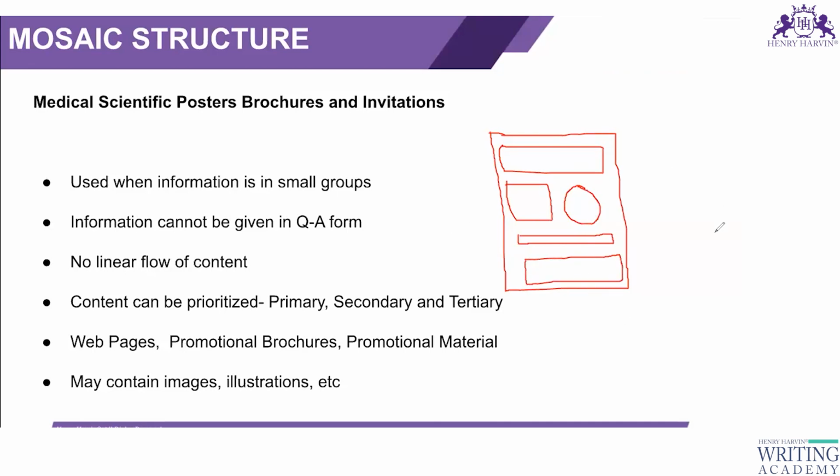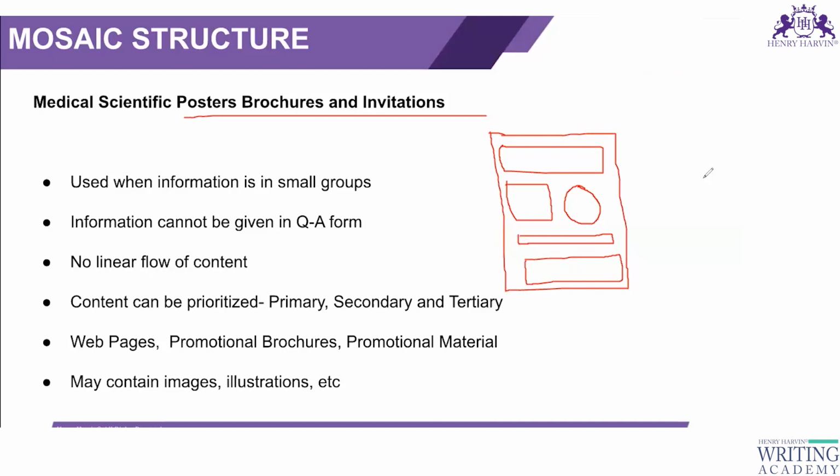So this is known as Mosaic structure, and this Mosaic structure is generally followed for writing posters, brochures, and invitations. So this is used when the information is to be shared in smaller groups. Okay, and here the information is not given in the question answer form. The information is shared directly, and in this structure there is no linear flow of content. The content can be prioritized as primary content, secondary content, and tertiary content, and it is used for writing web pages, promotional brochures, and promotional materials, and it may also contain images for illustration purposes.